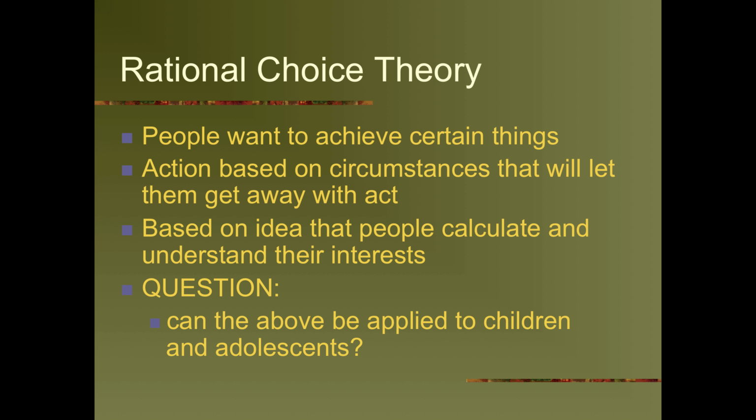And as I said in the previous slide, with what we know today, particularly about children and adolescents, we know that they don't necessarily understand why they do things, nor do they carefully calculate their interests. In fact, to some extent, the opposite is true for delinquent youth. Often their actions are based on emotion and impulsivity.